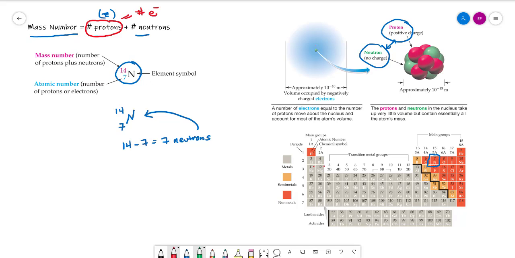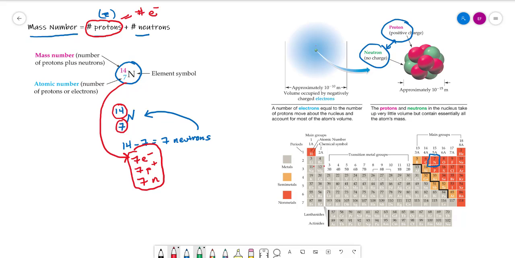So if we know that a neutral nitrogen atom has 7 protons, then it also means that it has 7 electrons. So 7 protons, 7 electrons, and now because we subtracted 7 from the mass number, we knew that this was 14, that's going to give us 7 neutrons. And so just by looking at this type of notation, we can deduce the number of all of the individual subatomic particles that constitute that particular nitrogen atom.